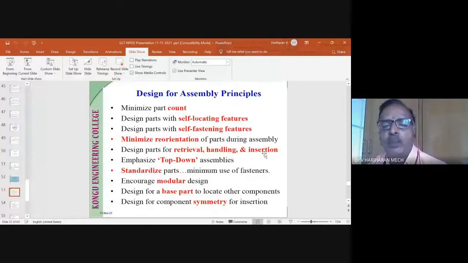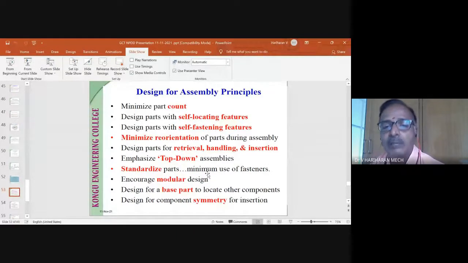Then emphasize top-down assembly, so you can go top-down. That will be the easiest way. Then standardize parts for minimum use of fasteners. Then encourage modular design. Modular design means two or three parts are assembled together to get one part. That is called modular design. Design a base part to locate other components. Then design for component symmetry for insertion. So all these things are very, very essential for your assembly purpose.